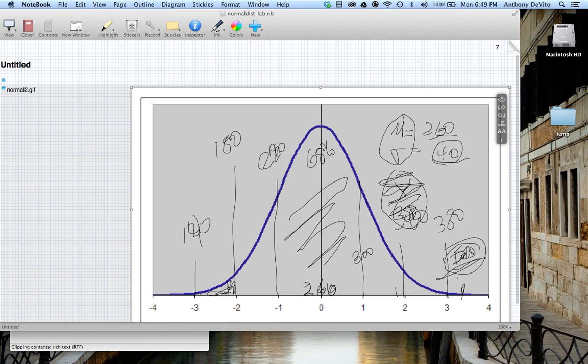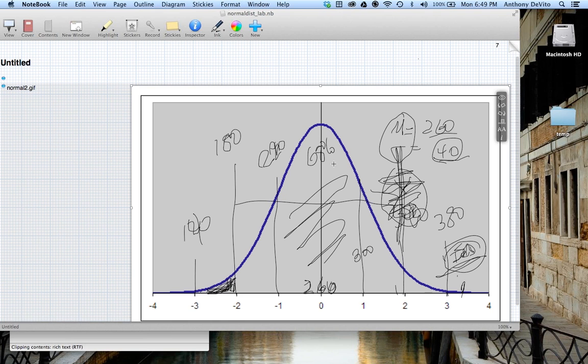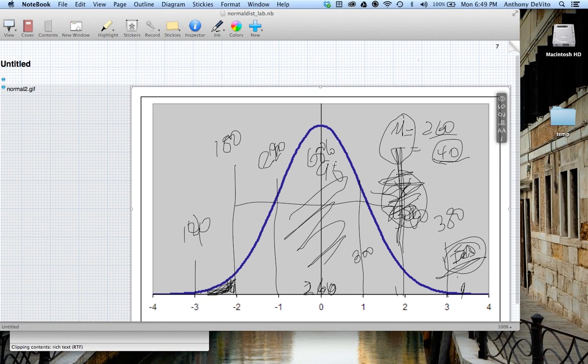That's this area in here, right? We have to determine what that area is. Well, we don't have an empirical rule for that. However, we know that between 180 and 340, it's 95% of the population, right? And how much does that leave? It leaves 5% of the population. Since this is symmetrical, the area below 2 standard deviations and the area above 2 standard deviations is going to be the same. And we know that's got to be 5%.